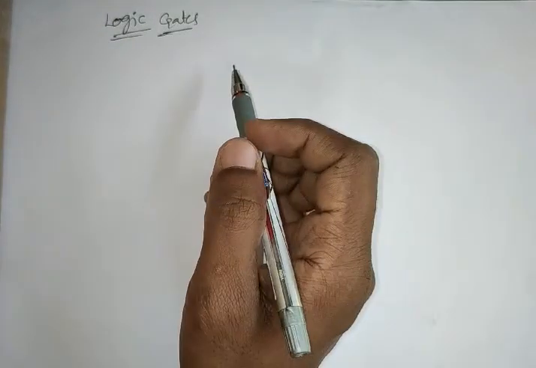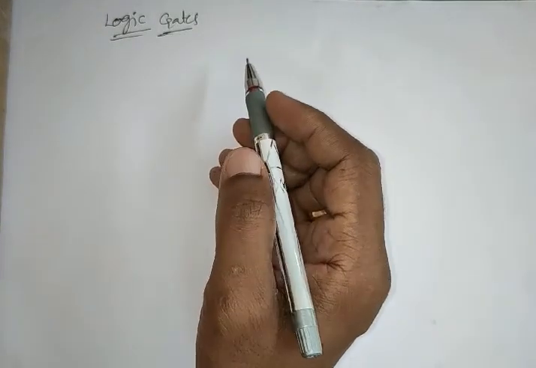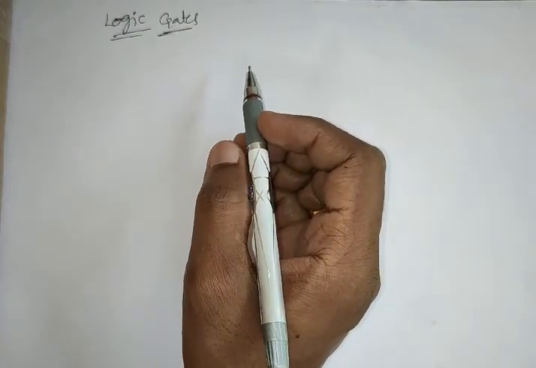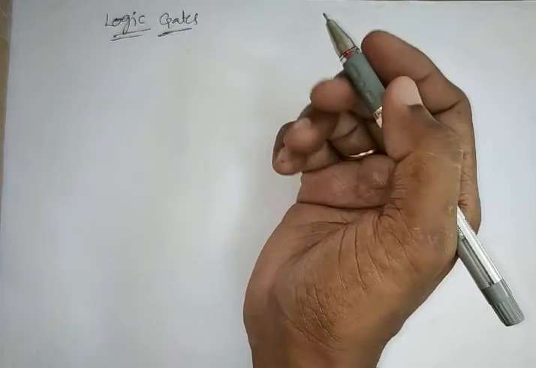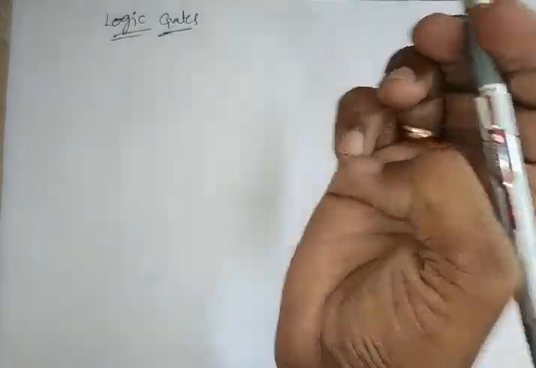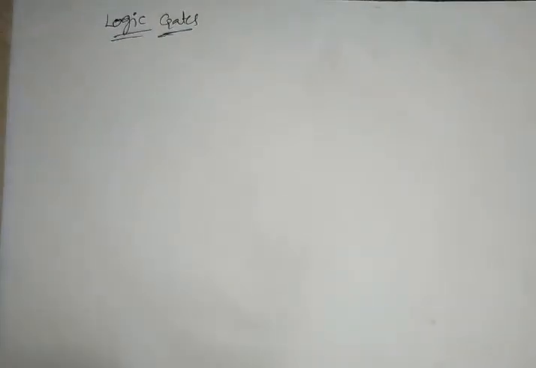Hello everyone. Next one is the logic gates. Logic gates are combinational gates. So here, what are the types of logic gates? How are they represented? What is the function representation? What is the truth table representation? What is the diagram representation? Now we are going to see.